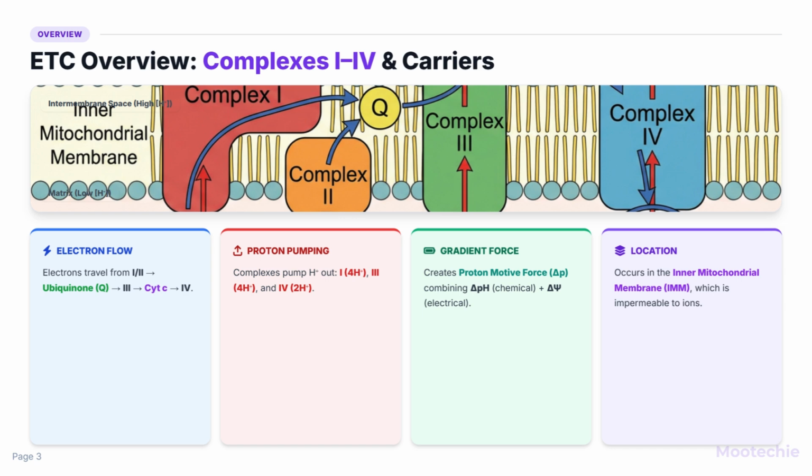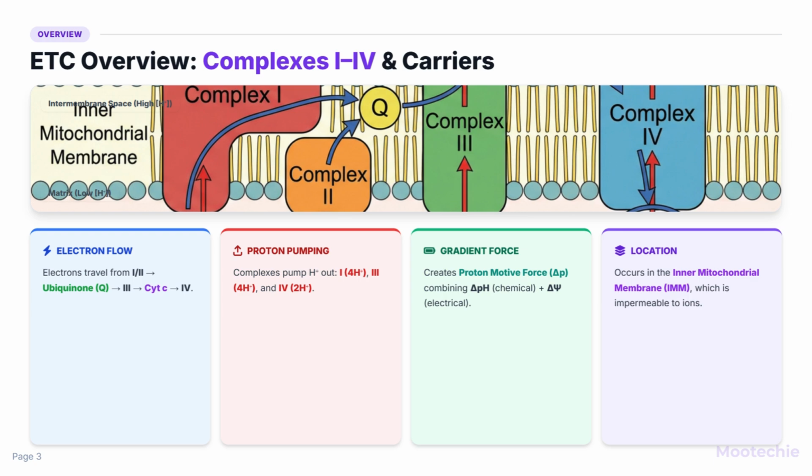Complex 1 pumps 4, complex 3 pumps 4, and complex 4 pumps 2. This activity creates the proton motive force, represented as delta P, which combines a chemical gradient, delta pH, and an electrical gradient, delta V. All of this occurs in the inner mitochondrial membrane, which is crucially impermeable to ions.